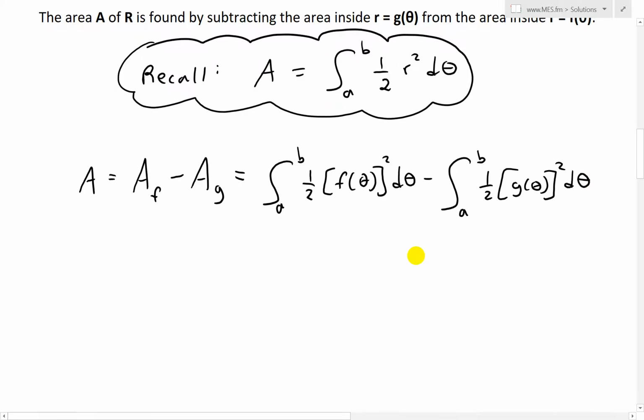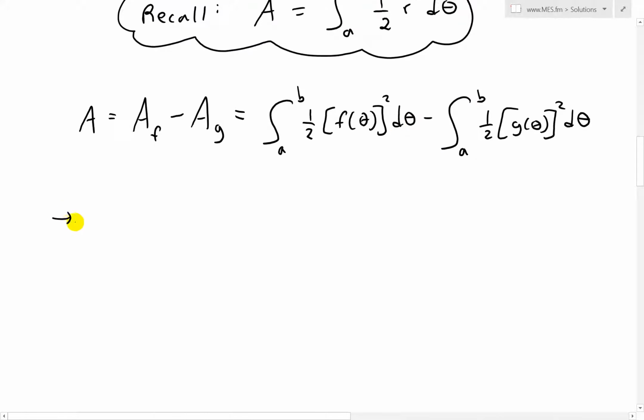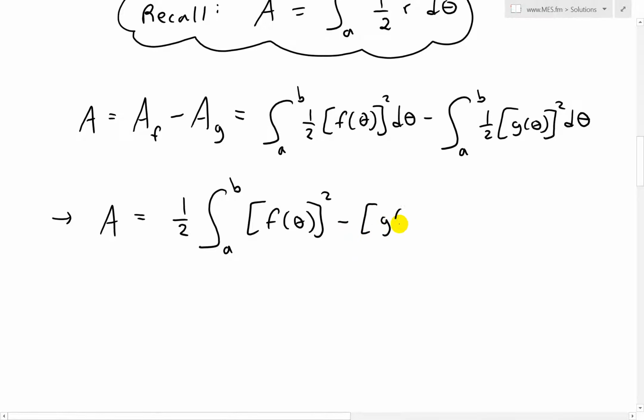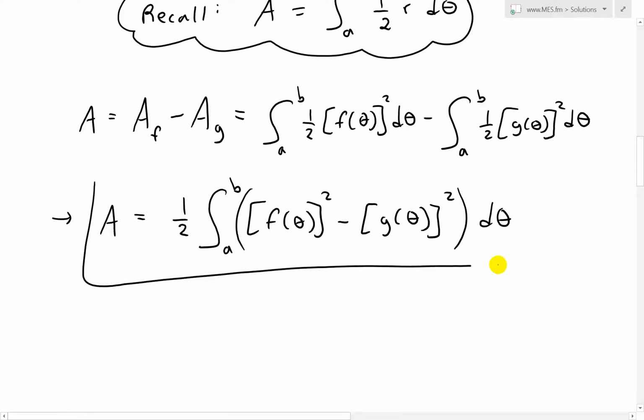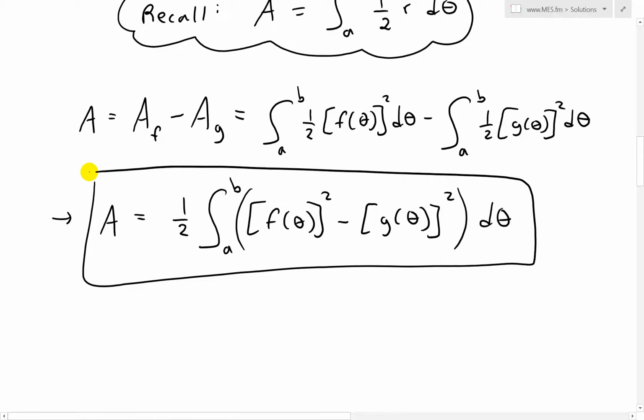And now since we're doing the integral from the same a to b, and also we have the halves, we can simplify this into A equals 1/2 the integral from a to b of f of theta squared minus g of theta squared, like that. And then I'll put a bracket all over and write d theta. So this is our general area for a region bounded by two polar curves.